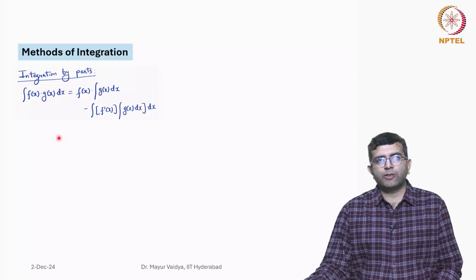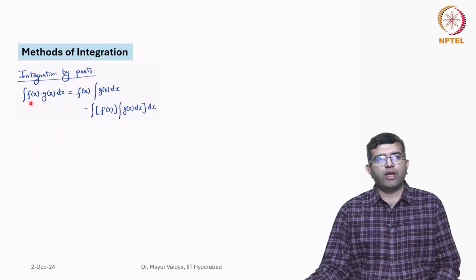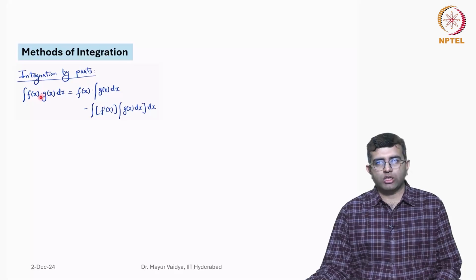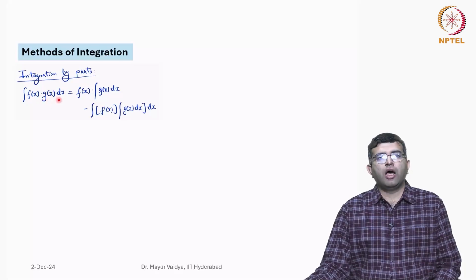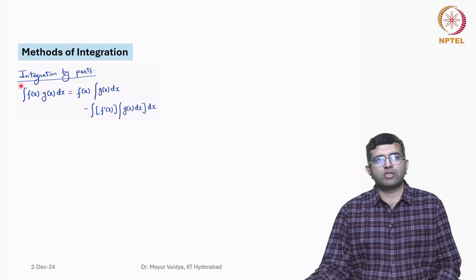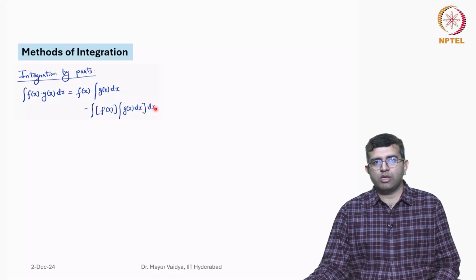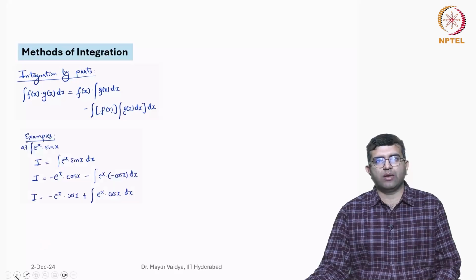Then another important method of solving integrals is known as integration by parts, where if your integral is a product of two functions, f of x into g of x, this formula says that you can separate this integral as: first write f of x, one of the functions, times the integral of g of x dx, minus the integral of the derivative of f of x, f dash of x, multiplied with the integral of g of x dx, and the complete thing with respect to dx again. I will show you this by an example.